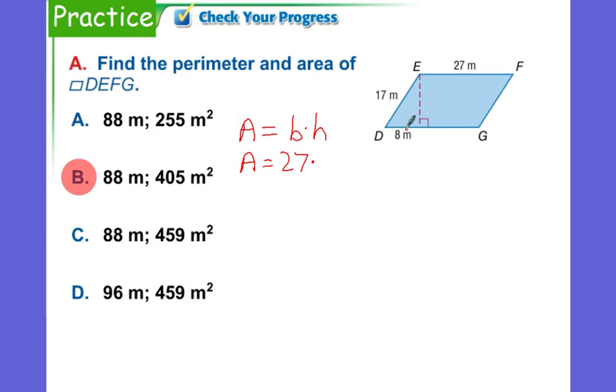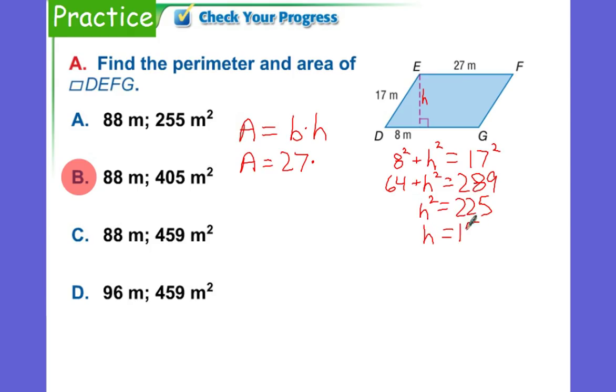I don't know if this is a special right triangle. It doesn't look like it is, but I do know two sides of it, so I can do a little Pythagorean theorem. So we could do off to the side 8 squared plus, let's call that h, h squared equals 17 squared. If you simplify all of that, this would be 64 plus h squared equals 289. Subtracting from both sides, we get h squared equals 225, and if you take the square root, you get a perfect square. Our height is 15 meters. We do have units here. So plugging that in right here, you're just doing 27 times 15, and that's how you get that 405. Okay, great job. Let's see what else we got.